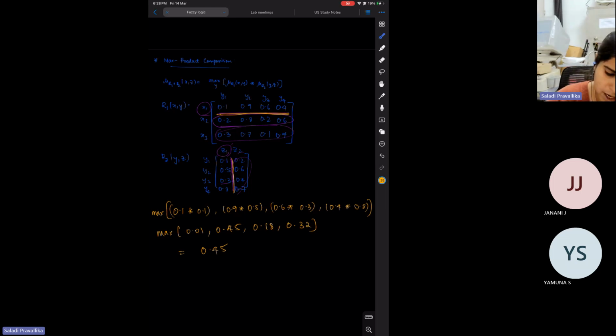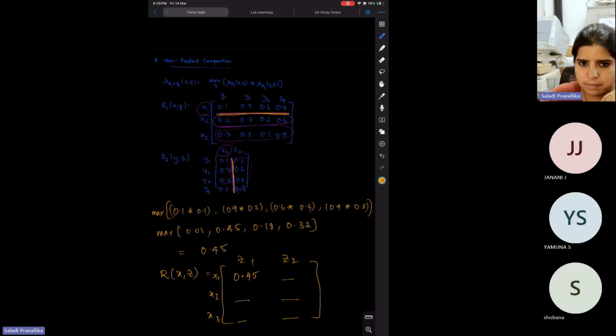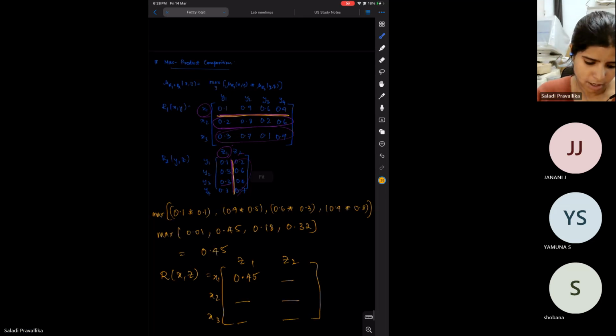So when we take R1 and R2, let us say the relation is R between x comma z. We have the relation matrix, with x1, x2, x3 and z1, z2. The first value that we got is 0.45. In a similar manner, you also find other membership values with respect to the generic variable x and generic variable z, and then you finally get your answers. So this is for max product composition.